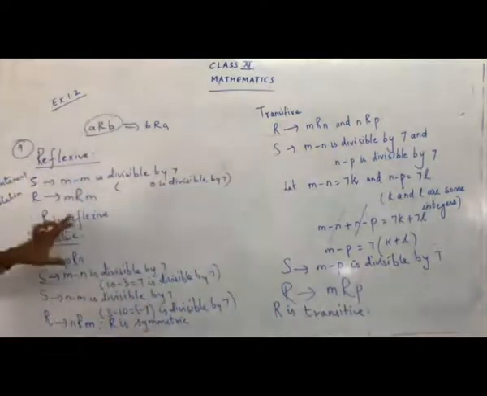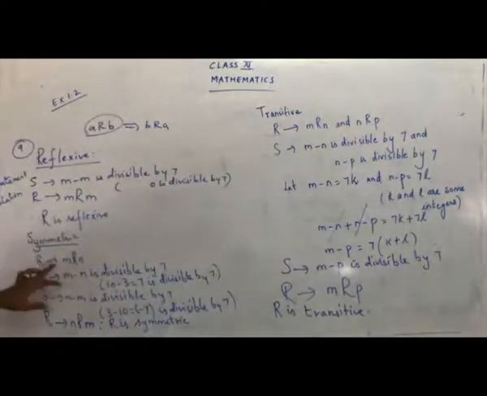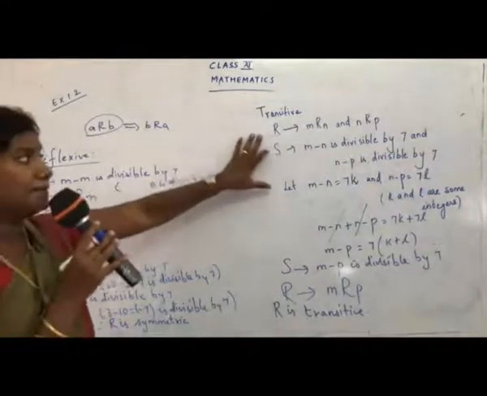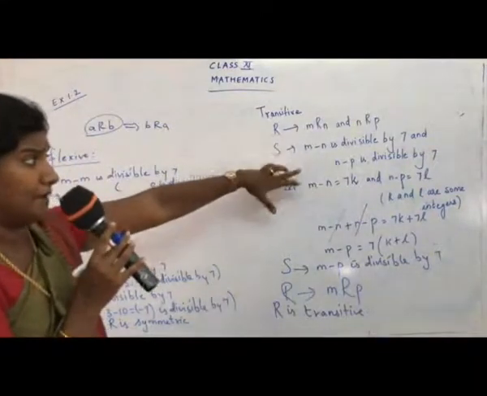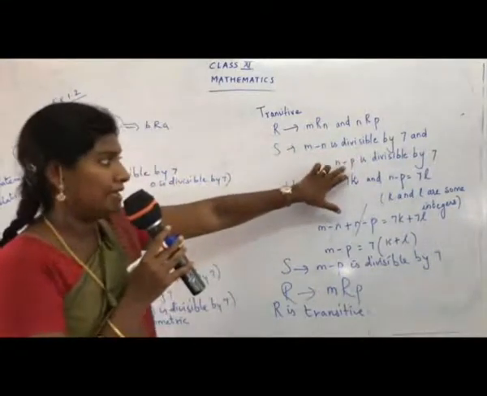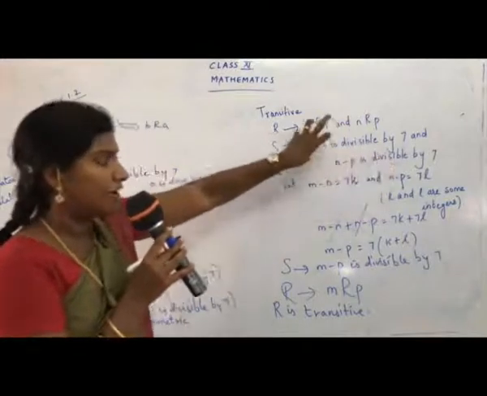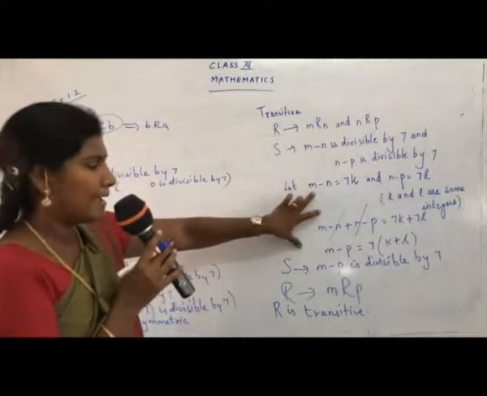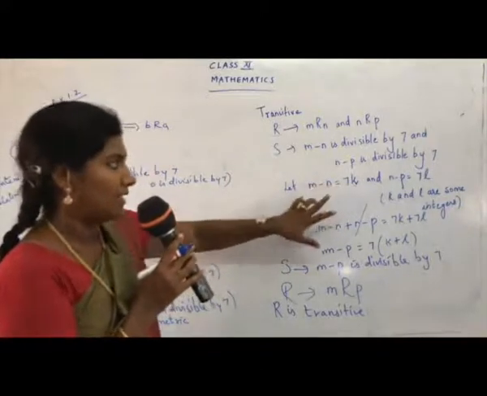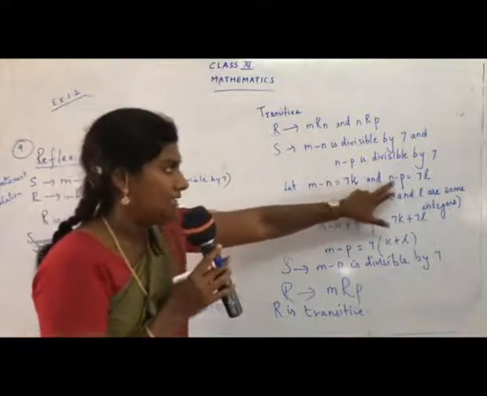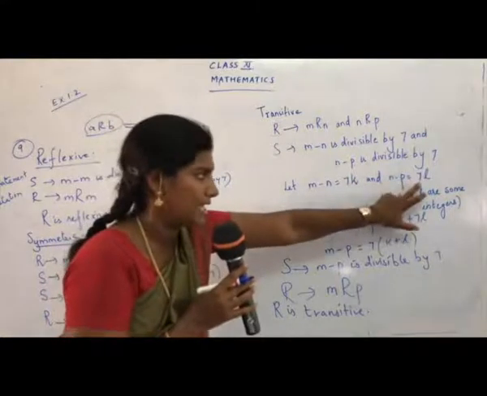So we got m related to m, reflexive. We got m related to n, and we arrived at n related to m, so we are saying that it is symmetric. We started with the relation m related to n and n related to p. That's m minus n divisible by 7 and n minus p divisible by 7. We cannot apply a number over here, so we are just following a rule. It's m minus n is equal to 7k.